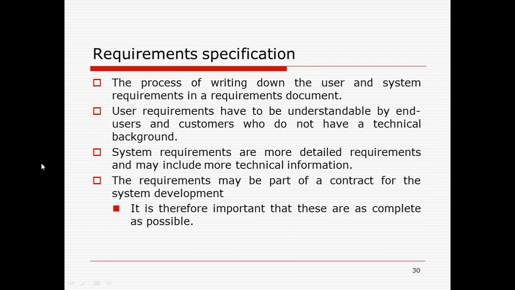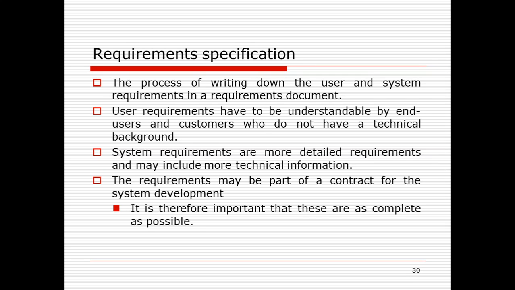Now, requirement specification is basically the process of writing down the user requirements and the system requirements in the requirement document. Okay, user requirements have to be understandable by the end users. So non-technical terms are used for writing the user requirements because they have to be understood by the customers who do not have any technical knowledge. But system requirements are the detailed specification of the user requirements, and they can include some technical details.